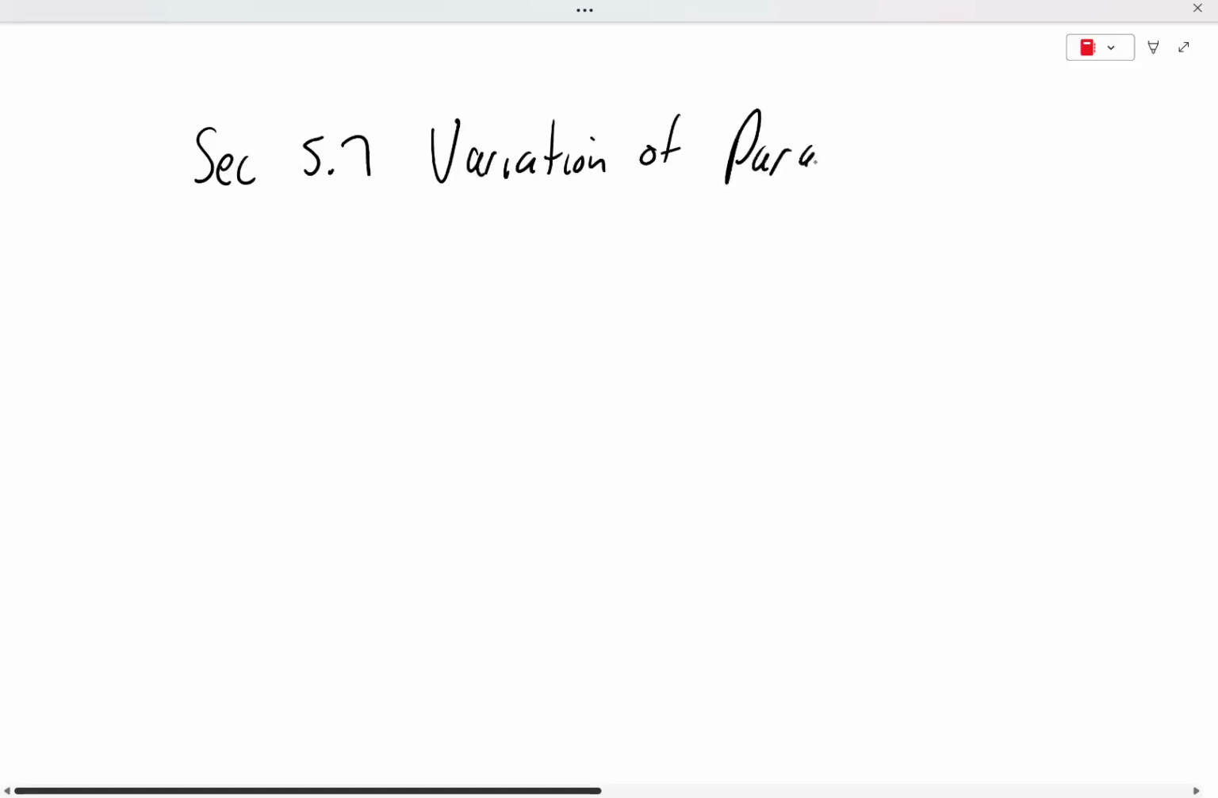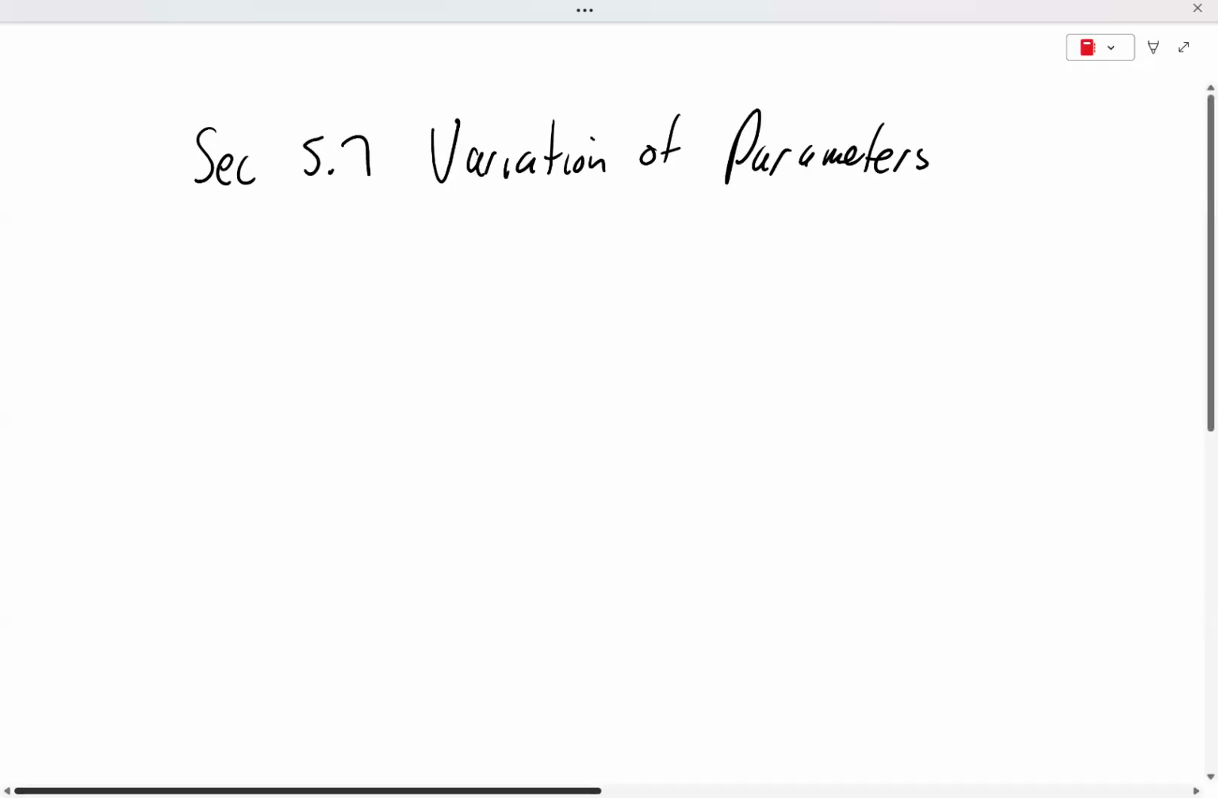Okay, so last time we started off doing variation of parameters. So I was going to do some more examples of those here tonight. This is like section 5.7. Okay, variation of parameters.